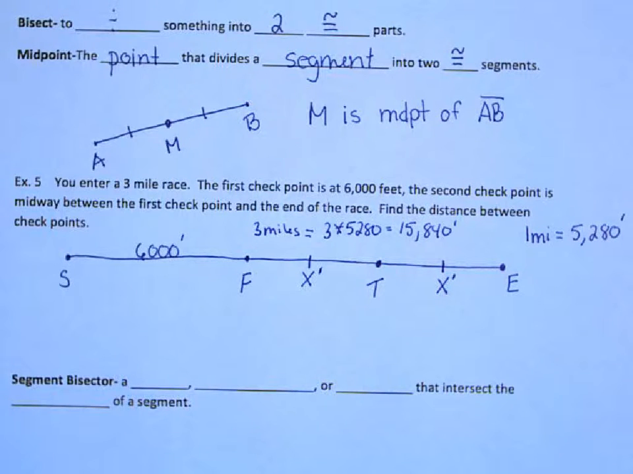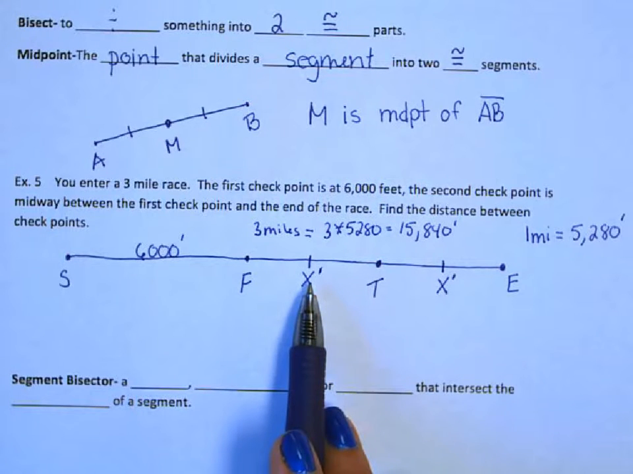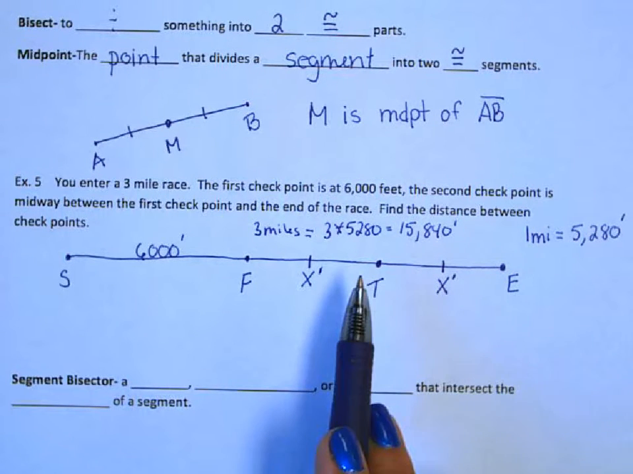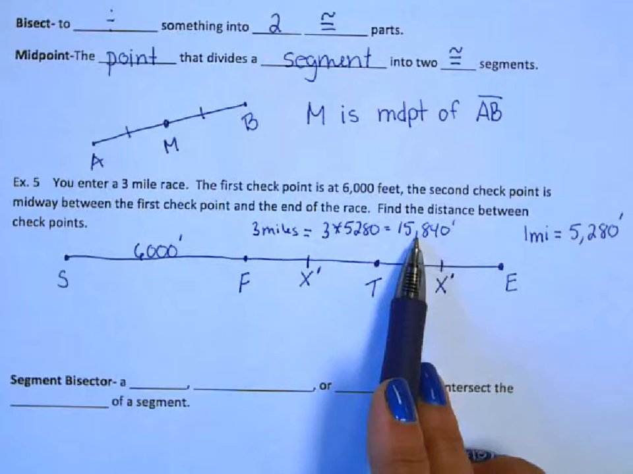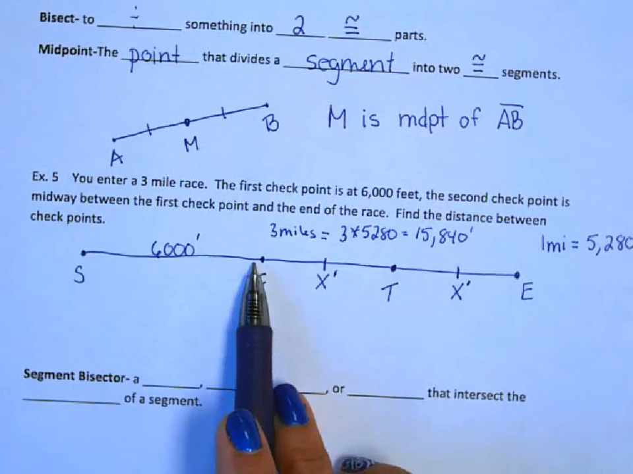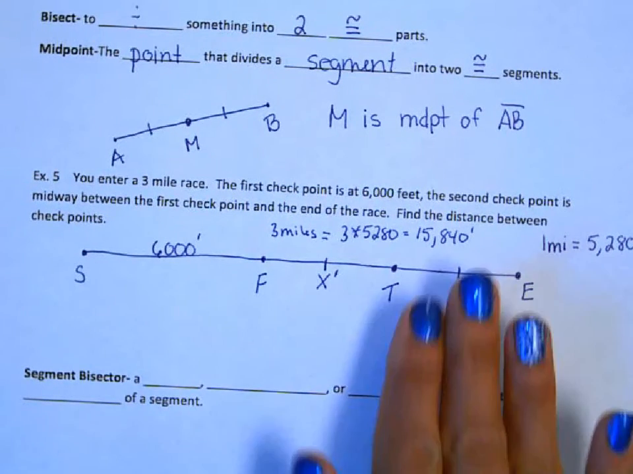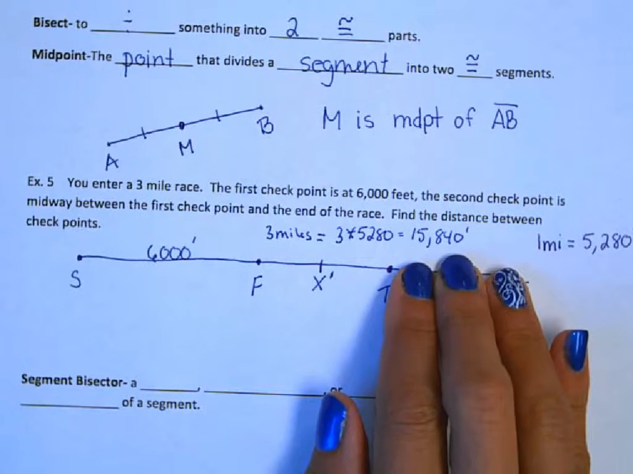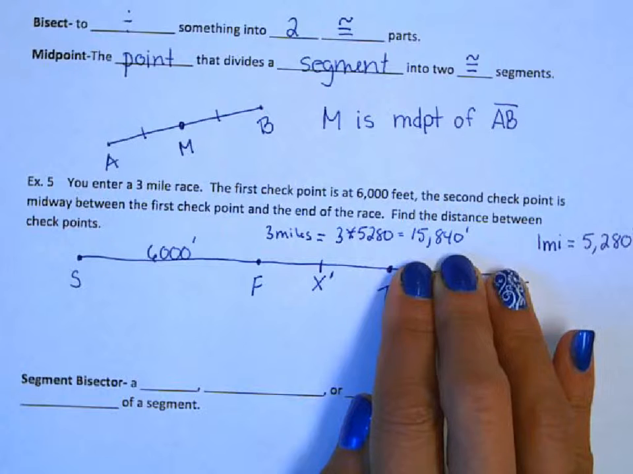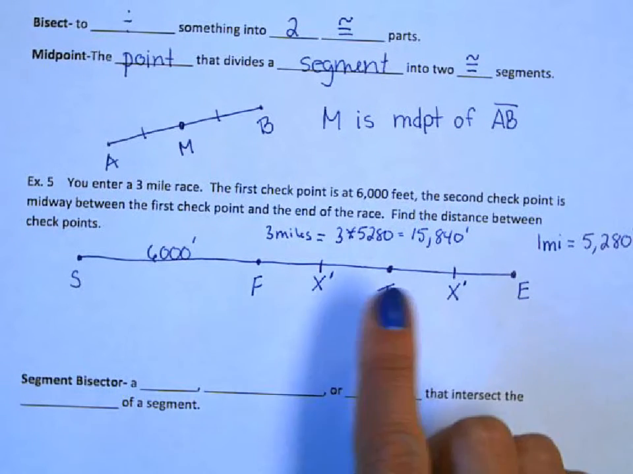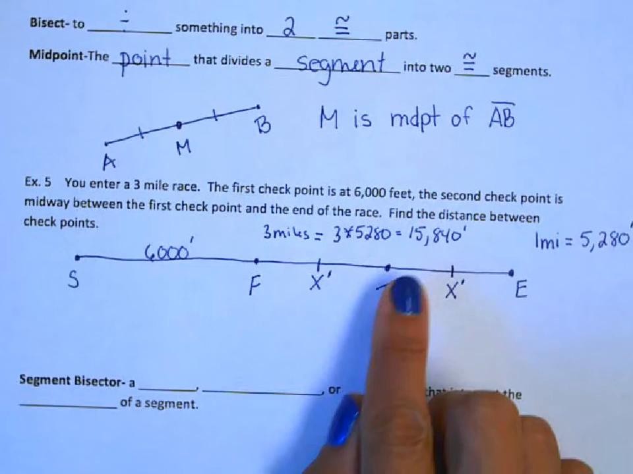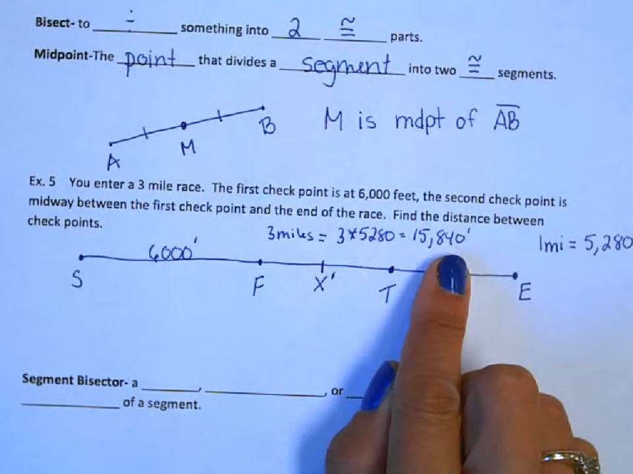No? Alex? 6,000 plus X equals 15,840. You were so close. He said 6,000 plus X, so we didn't include that, equals 15,840. Oh, we got a live one in the back. Kristen? Is it X times 2? Yes. X plus 6,000 has to equal this total of 15,840.